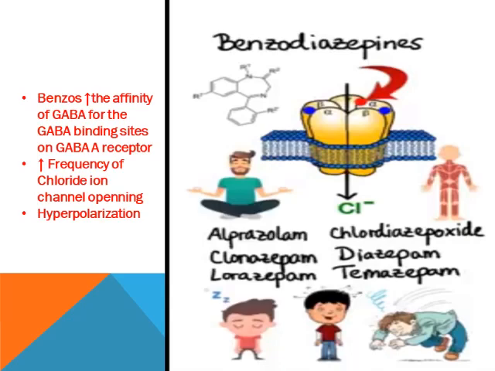This leads to increased frequency of chloride channel opening and hyperpolarization, making it more difficult for the excitatory inputs to cause action potential. So when the excitatory signals caused by stress or anxiety are inhibited in this way, the result is decreased anxiety and greater feeling of calm. The agents included in this category are alprazolam, clonazepam, lorazepam, chlordiazepoxide, diazepam, temazepam.